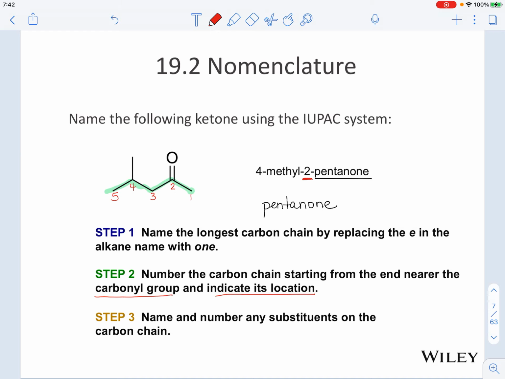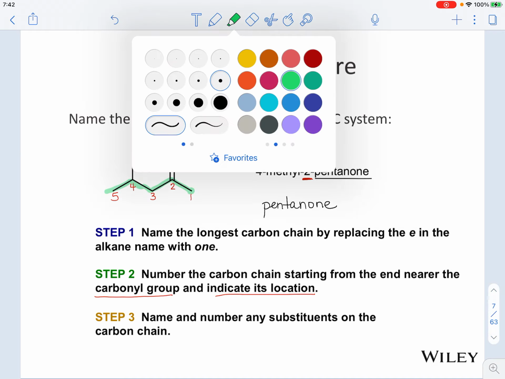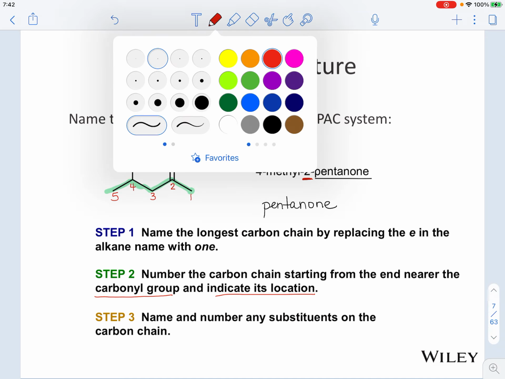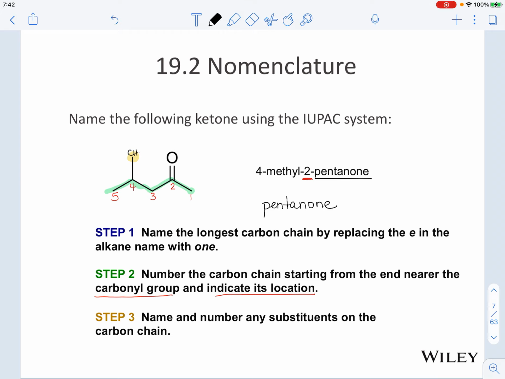And in this molecule we have one substituent, which I'm going to highlight in yellow, and that is a CH3 group, which is called a methyl. And that's why for this molecule we have the location of our substituent, the name of our substituent, followed by the location of our carbonyl within our parent chain. So the name of this molecule is 4-methyl-2-pentanone.